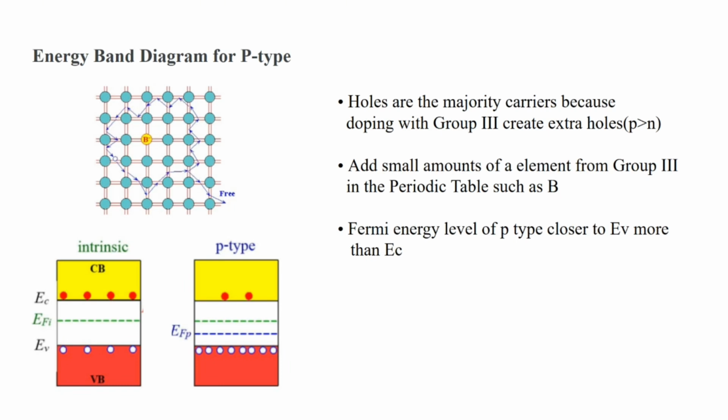A neighbor electron from the valence band can tunnel into this hole to complete the bond, leaving behind a new hole. The boron atom, after accepting an electron, becomes a negatively charged ion B minus, and the hole acts as a positive charge carrier. This process increases the number of holes in the material, making the hole the majority carrier in p-type semiconductor. So in p-type semiconductor, p is greater than n, where np equals ni squared, a constant. So the Fermi energy level of p-type becomes closer to EV more than EC.